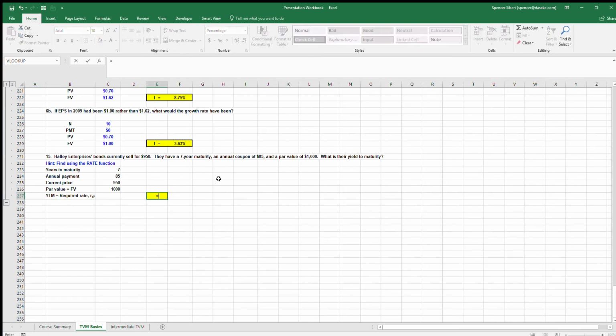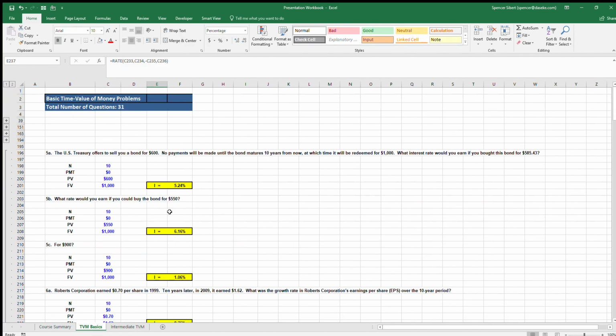So equals rate. Number of periods is 7. Payment is $85. Again, I'm going to put the negative before the present value here. And then your future value is 1,000. So let's go ahead and see what this is. 9.51%.